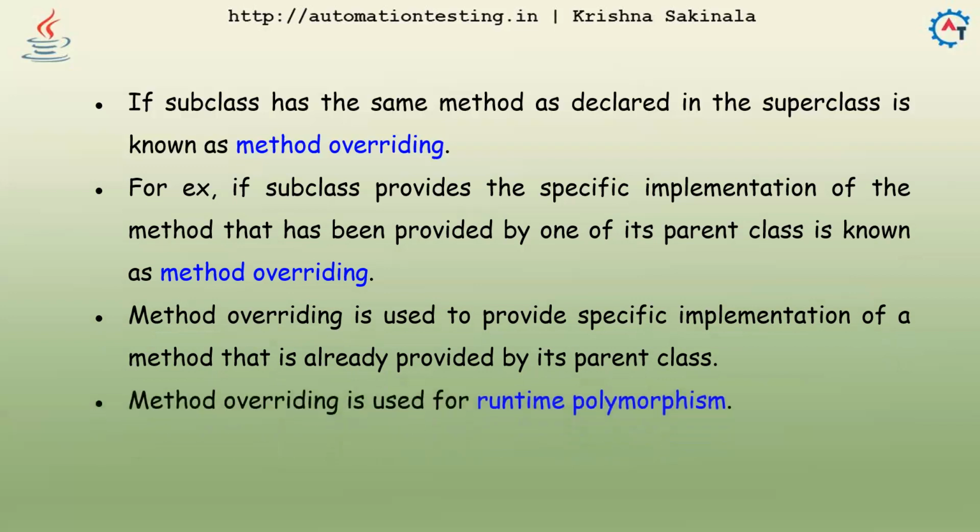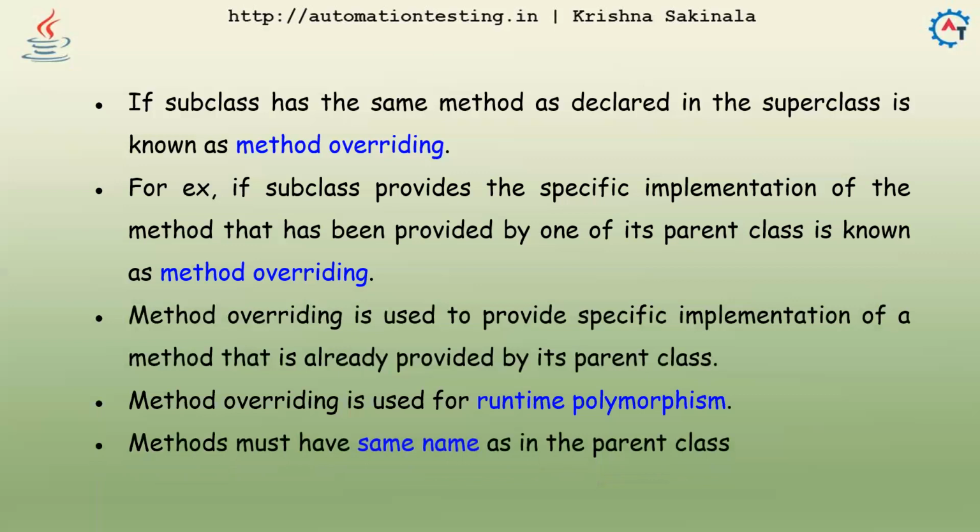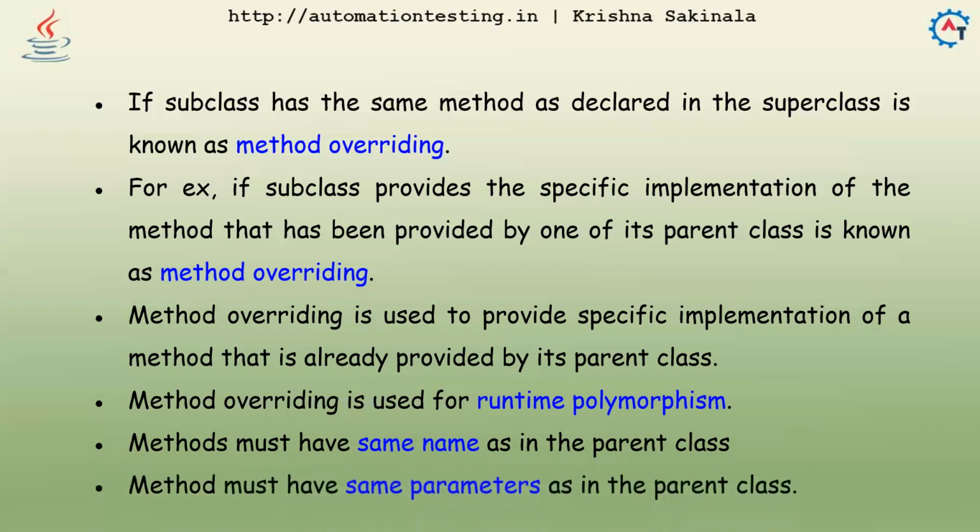Method overriding is used for runtime polymorphism. Methods must have the same name as in the parent class. The signature should be the same. The method must have the same parameters as in the parent class. Same name, same parameters, everything should be the same in both the classes. That is called method overriding, but the implementation for these two methods will be different.